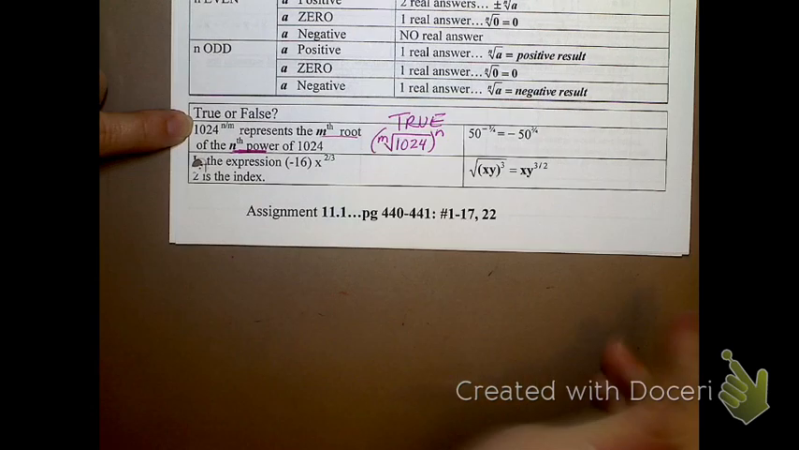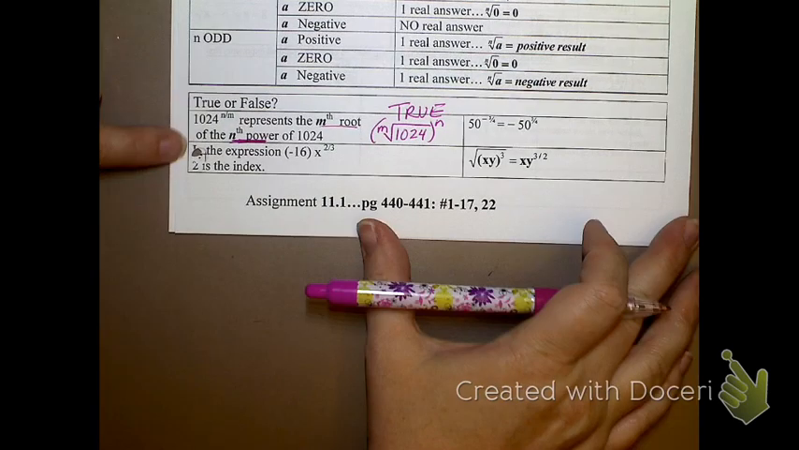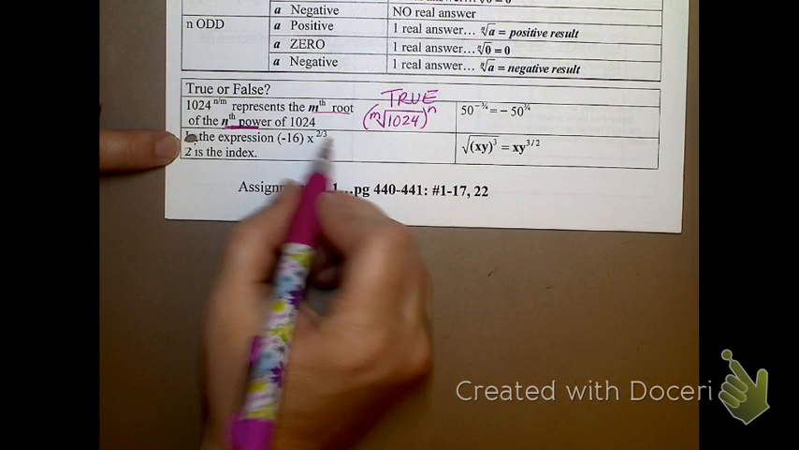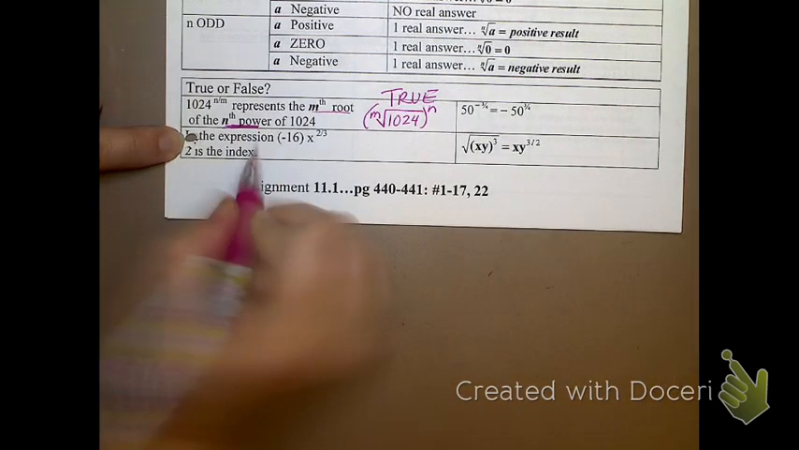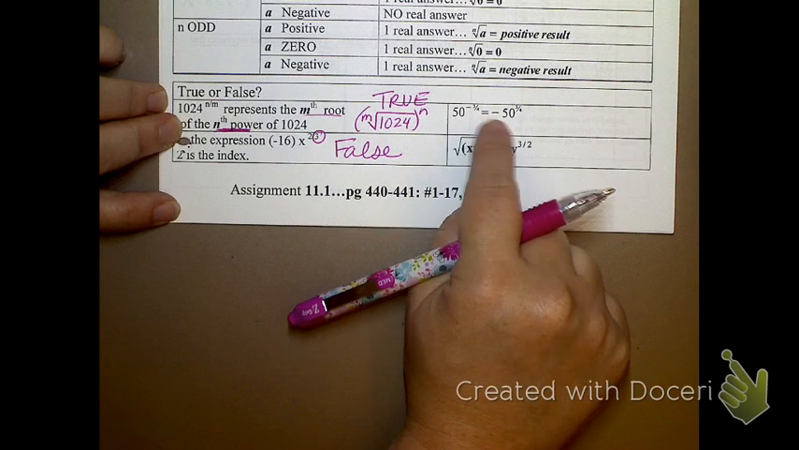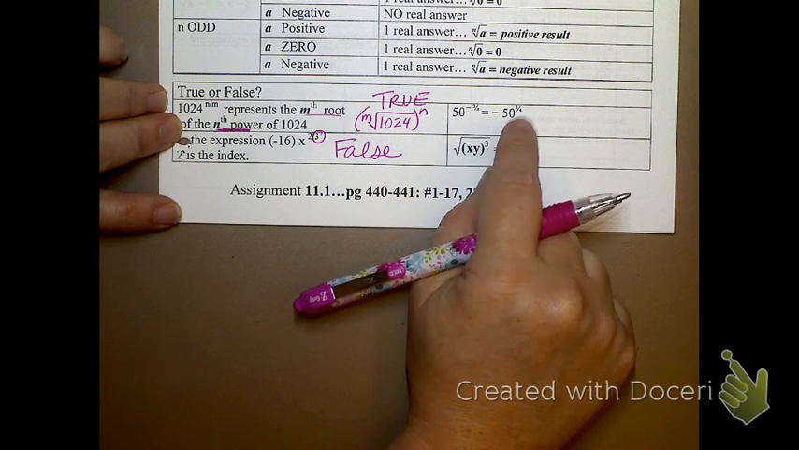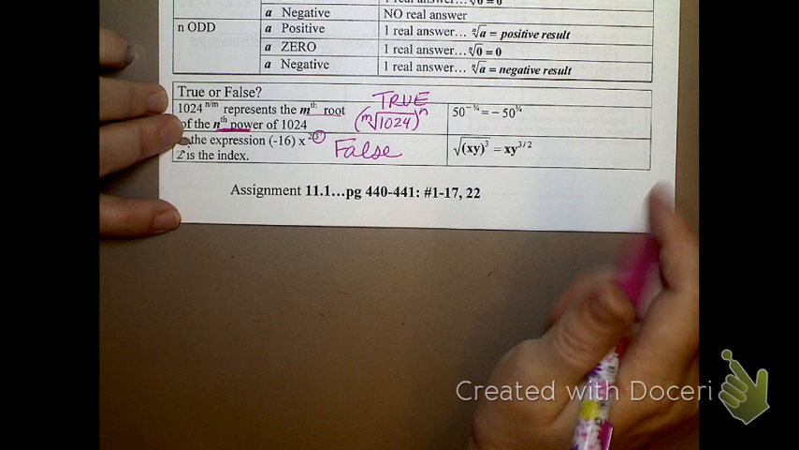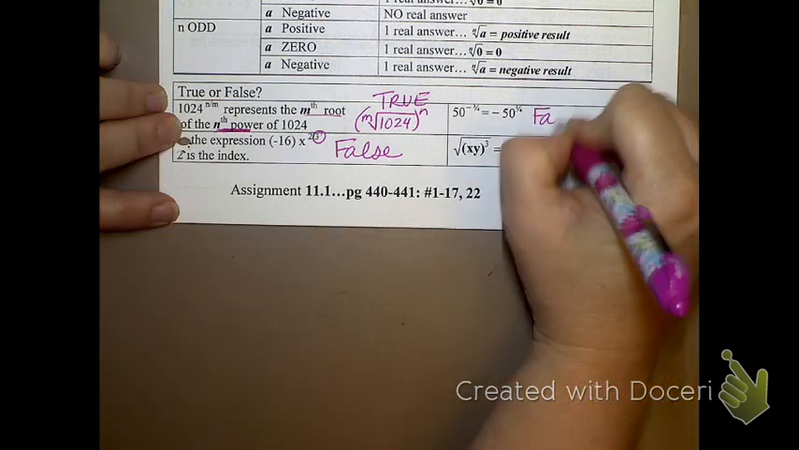Okay. Is the expression, or in the expression, negative 16x to the 2/3, 2 is the index? True or false? False. What is the index? 3. Uh-huh. Index would be 3, not 2. 50 to the negative 3/4 power is equal to negative 50 to the positive 3/4 power. True or false? False. Why? Because the negative is separate. A negative exponent does not put a negative into the problem. It puts a fraction into the problem.